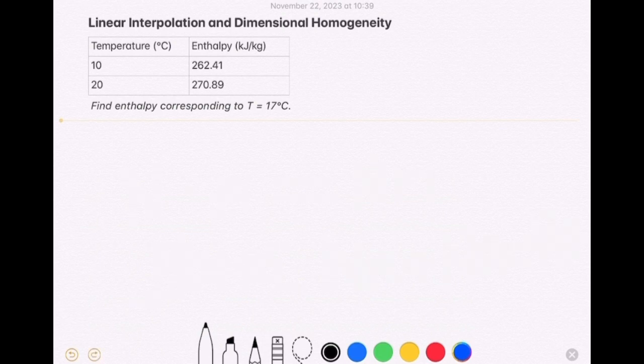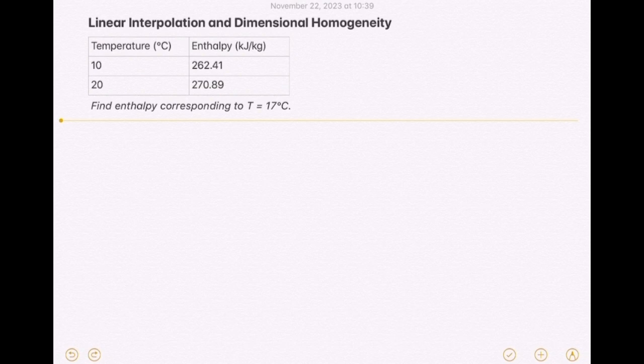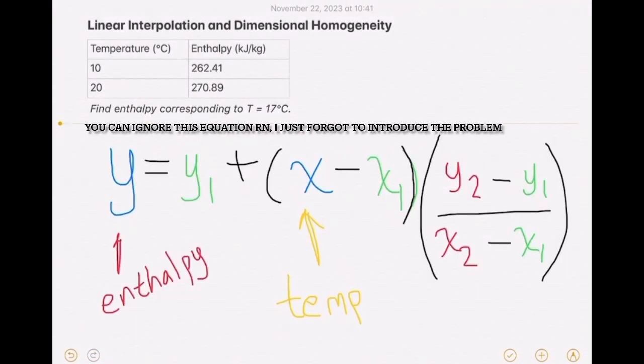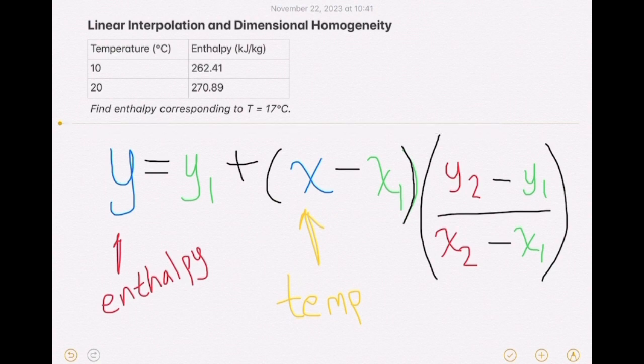Dimensional homogeneity also includes just matching units. So if you have, for example, kilograms on one side, you're not going to have just seconds on the other. You'll see dimensional homogeneity in a lot of problems, like with the ideal gas law when you have to convert units, but we're actually going to see it in this linear interpolation problem, which is great because we're killing two birds with one stone. We're given two data points, one at a temperature of 10 degrees and one at 20 degrees, with enthalpies of 262.4 and 270.9, and you're asked to find the enthalpy corresponding to a temperature of 17 degrees Celsius.